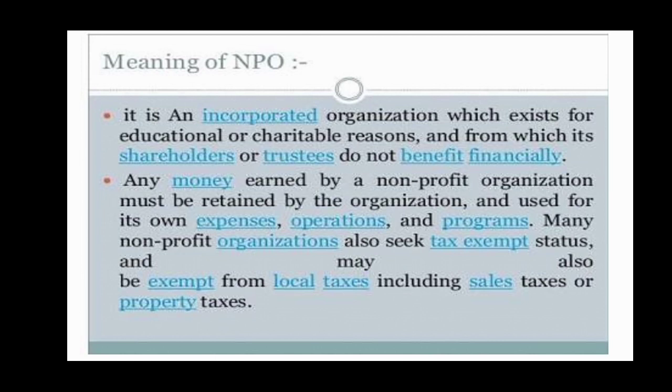Any money earned by an NPO must be retained by the organization. It means the profit of the NPO is not distributed among the members of the society. It must be retained by the NPO and used for its expenses, operations and programs.